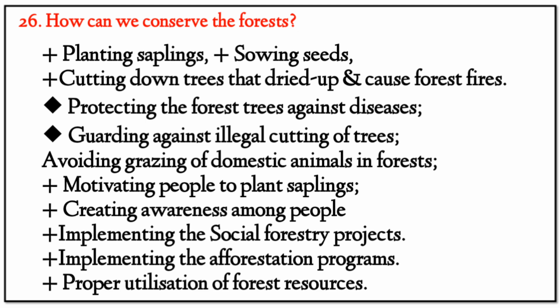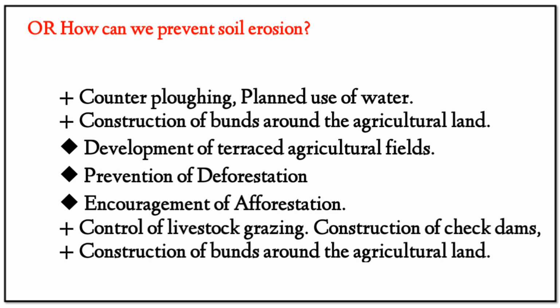Next, or how can we prevent soil erosion? Contour plowing, planned use of water, construction of bunds around the agricultural land, and development of terraced agricultural fields. Prevention of deforestation, encouragement of afforestation and control of livestock grazing, construction of check dams, and construction of bunds around the agricultural lands.